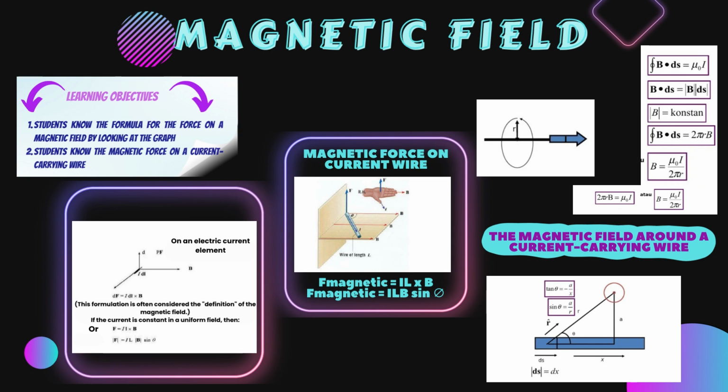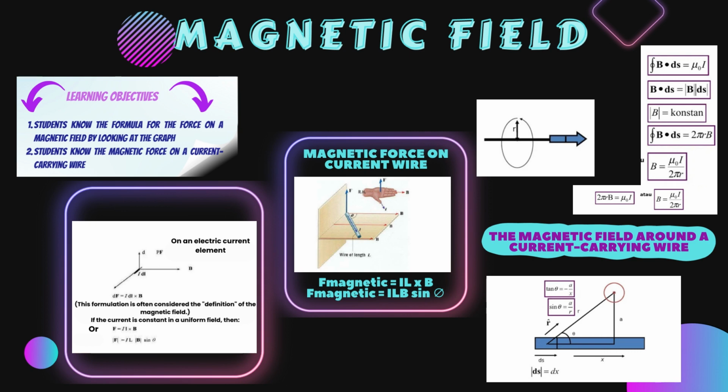In the first figure, we can see an electric current element. There are three variables here: F is force, I is electric current, B is magnetic field. From the graph we can see that the formula is dF equals I times dl times B. This formulation is often considered to be the definition of the magnetic field.